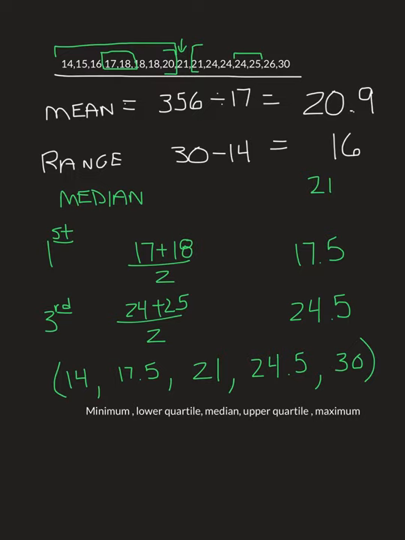So as you remember here, our 5-number summary is our minimum, our lower quartile, our median, our upper quartile, and our maximum. Now to find what's called the interquartile range, the IQR, all you have to do is take the upper quartile and subtract the lower quartile. And our interquartile range is going to be 7.